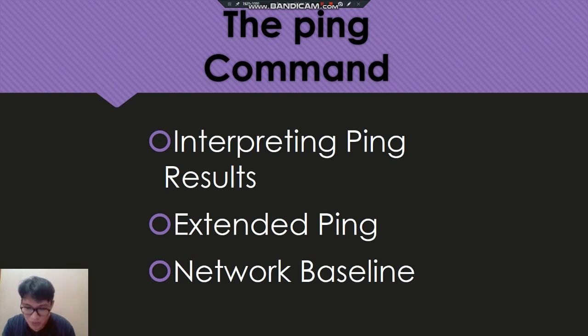Next one is the network baseline. One of the most effective tools for monitoring and troubleshooting network performance is to establish a network baseline.